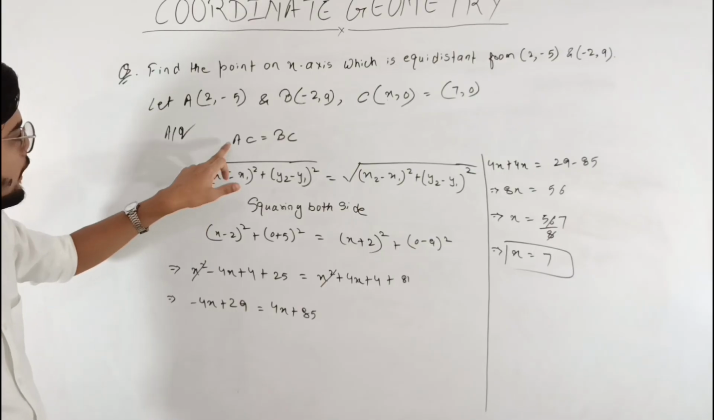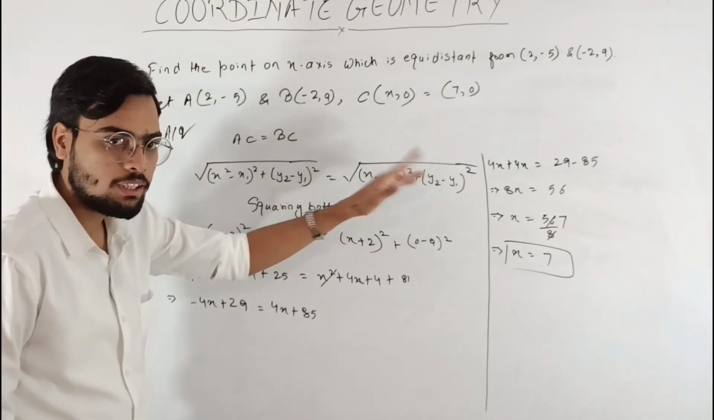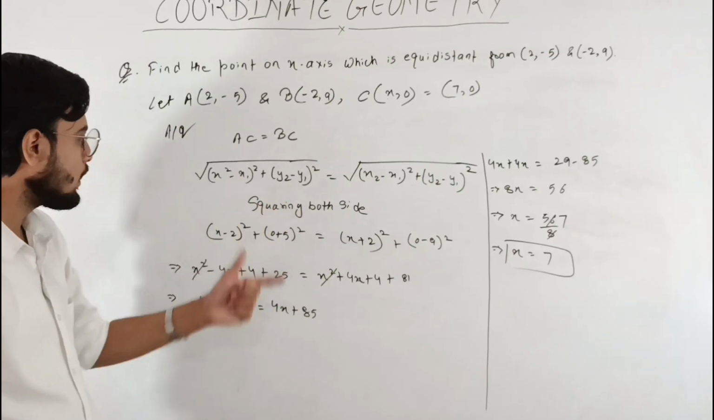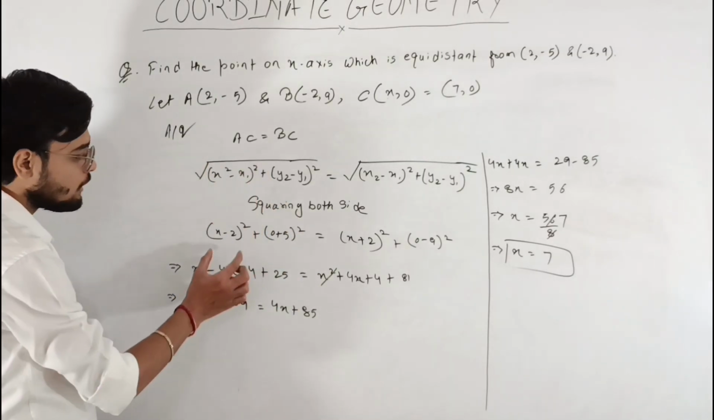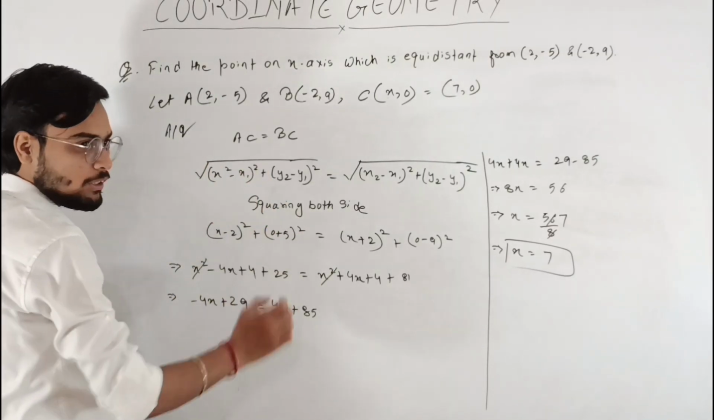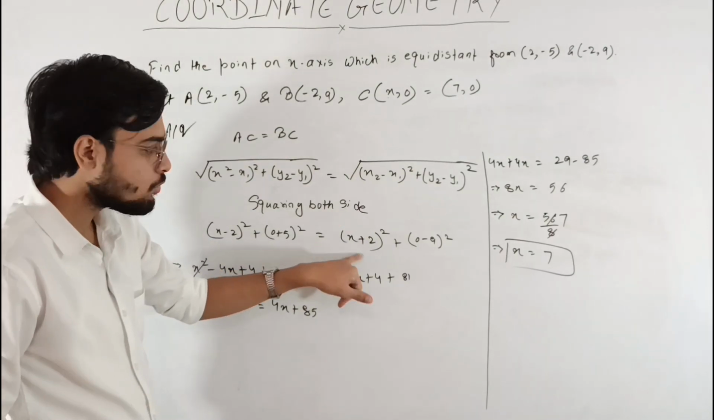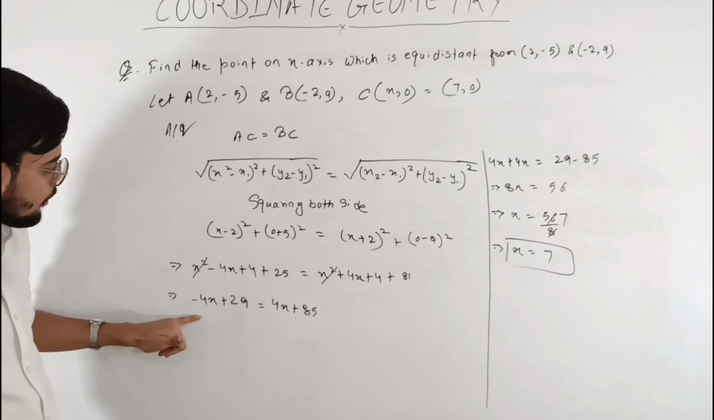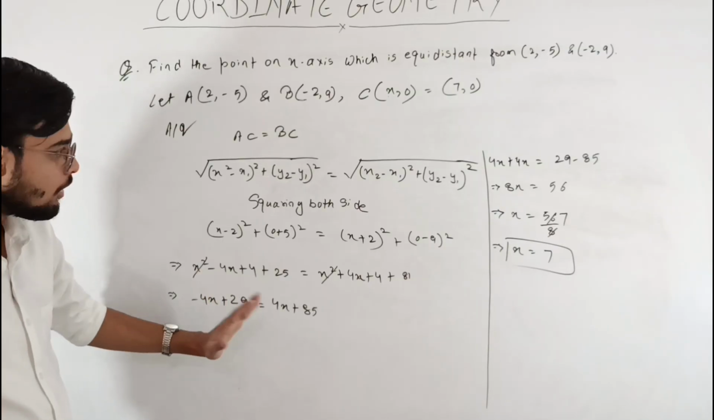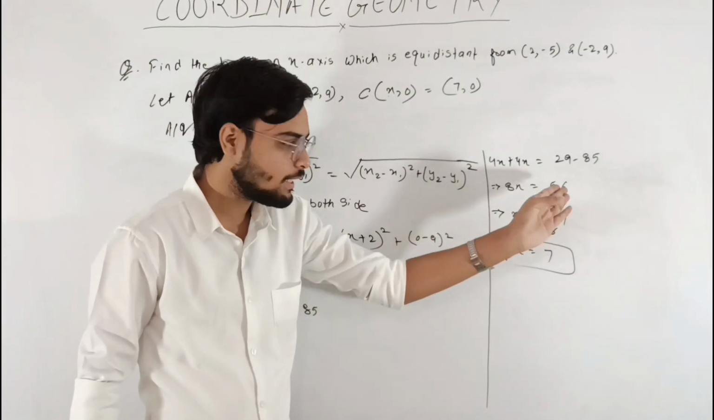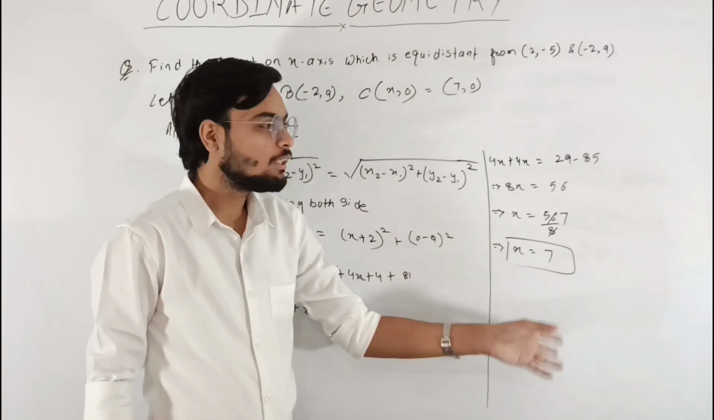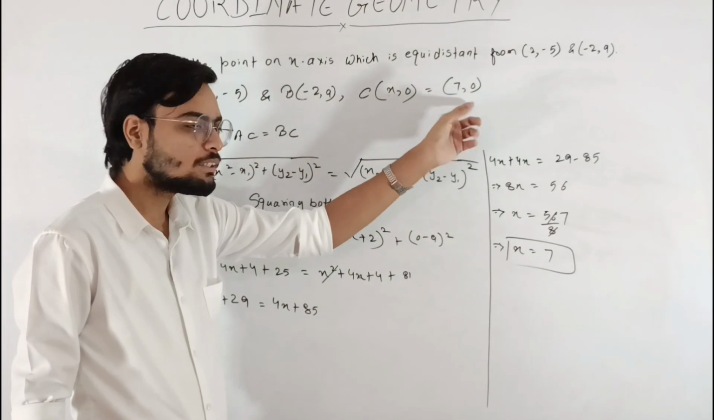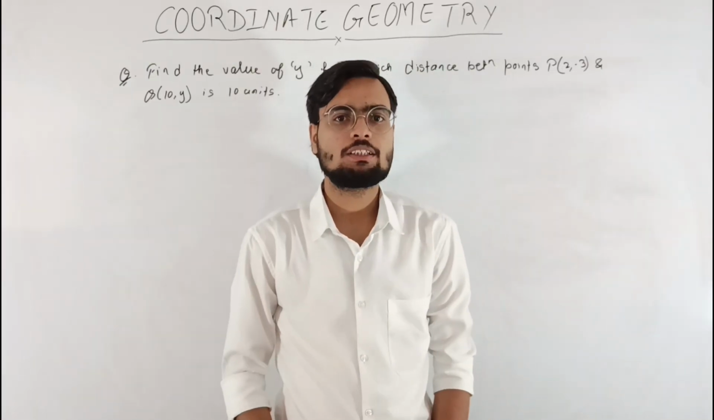Now using distance formula I find the distance of AC and distance of BC. Then for cancelling this root, I do squaring both sides. Then after squaring both sides, root is cancelled. Now x2 minus x1, x minus 2 square, 0 plus 5 square. Now from this x plus 2 square, 0 minus 9 square. Now after solving this, I get minus 4x plus 29 is equal to 4x plus 85. Now after solving this, I get 8x is equal to 56. Then x is equal to 7. So the coordinates of this point C is x and 0, which is 7 and 0. Okay. Now let's move towards the next question.